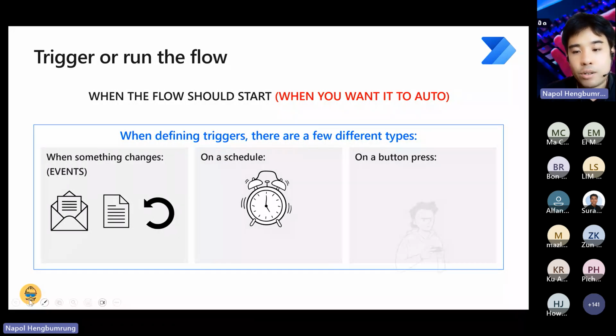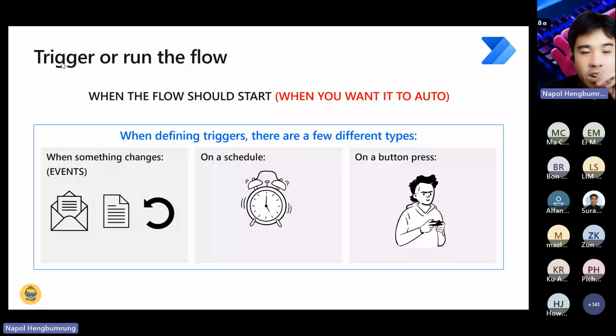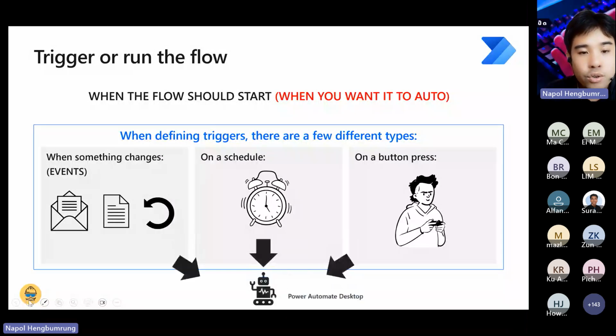And the last one is, of course, a button press, the instant flow. You can automate something like using the Power Automate mobile app to trigger it, and so on. And lastly, every trigger you can also set to run Power Automate Desktop. For example, you can push a button to start an RPA process, or start an RPA process on a schedule and on an event also. So this is what you have to consider first.